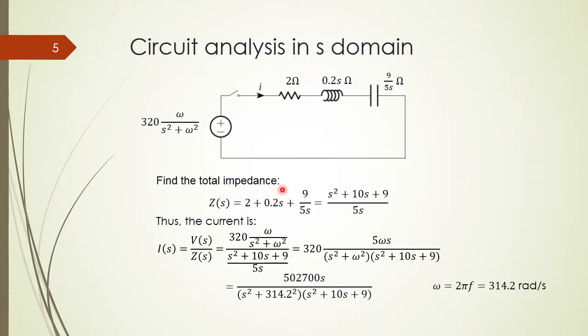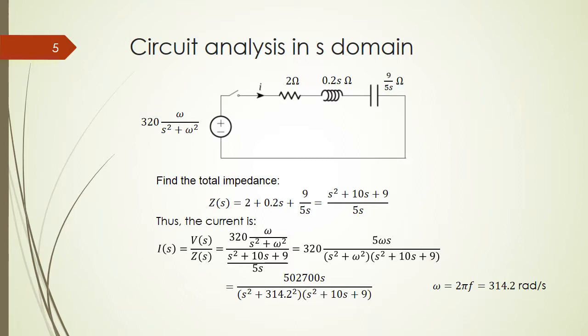First, we need to find the total impedance. Zs here is the total impedance of the three components in series, which is 2 plus 0.2s plus 9 over 5s. When we simplify them, we find that it is s squared plus 10s plus 9 over 5s. So the current is Vs over Zs like this, and we just replace these into the formula. We have the result here.